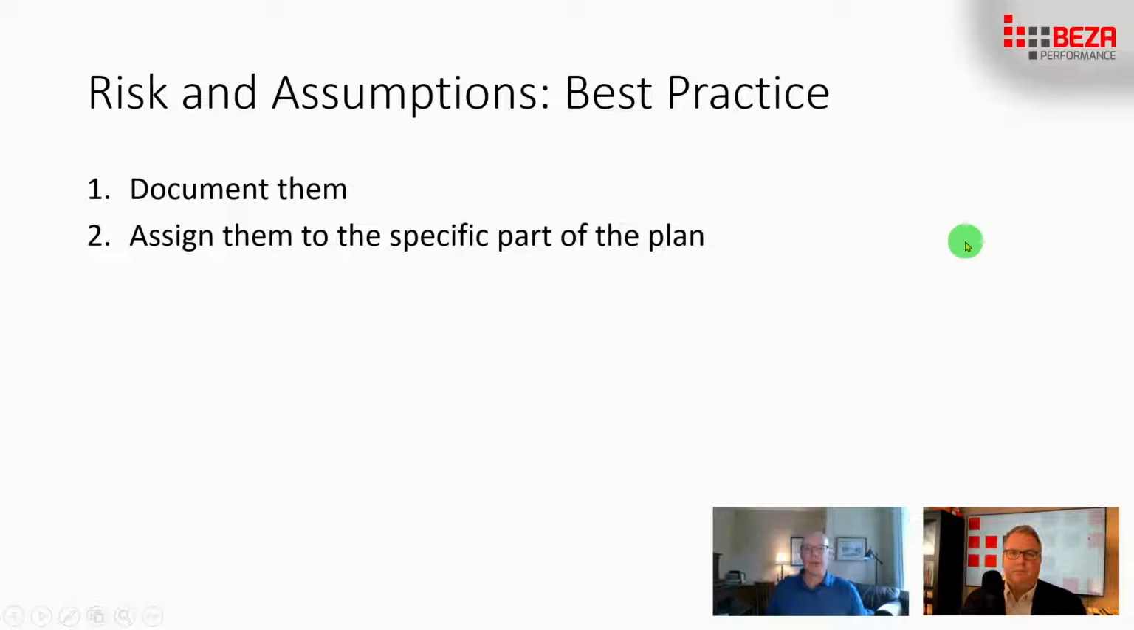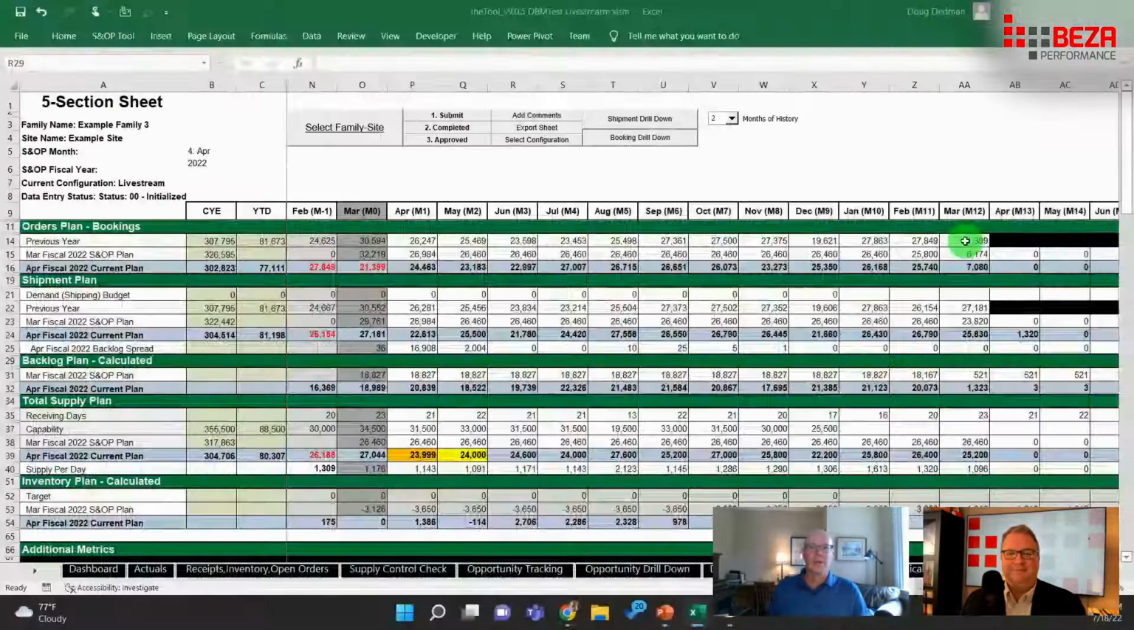The second piece of that is assign them to a specific part of the plan. So if I flip to the 5-section sheet for a second, and just bear with me while I find my keyboard. If I look at the 5-section sheet, for those that are maybe watching this for the first time, I have the 5 sections up on my screen here, right?